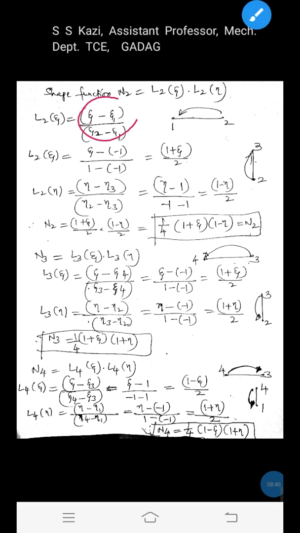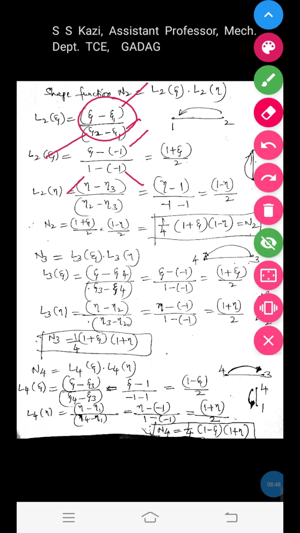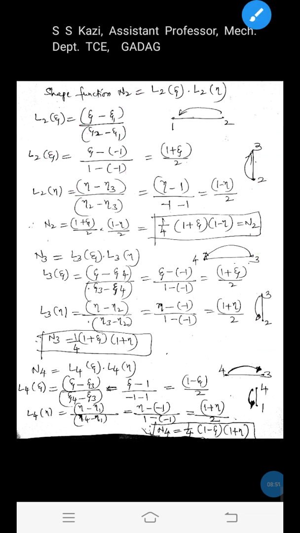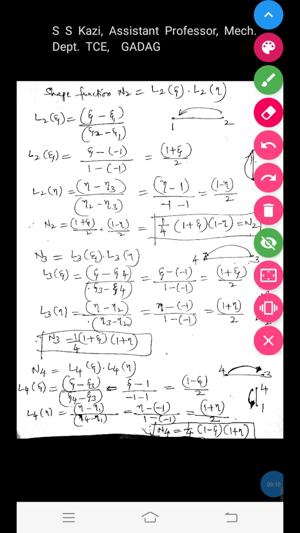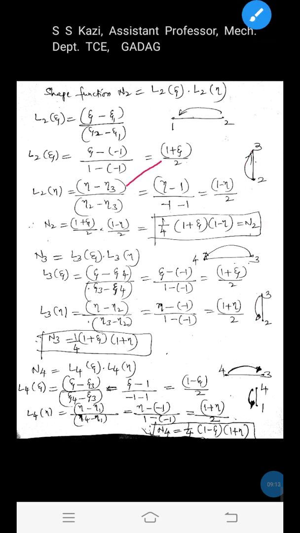After that you substitute the coordinate values. Zeta 1 coordinate value is minus 1 and zeta 2 coordinate value is plus 1. You substitute all the coordinate values, just refer to that sketch where the coordinate values have been mentioned. You go through all those natural coordinate values, you write, and we will get (1 plus zeta) by 2. L2 of zeta we got (1 plus zeta) by 2. L2 of neta, that is in the neta direction for node 2 there is node 3. In the neta direction there is node 3, hence I will write the equation (neta minus neta 3) divided by (neta 2 minus neta 3).